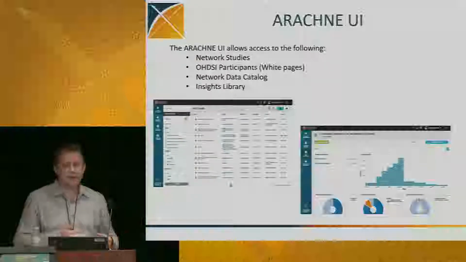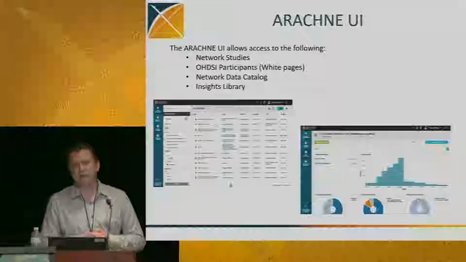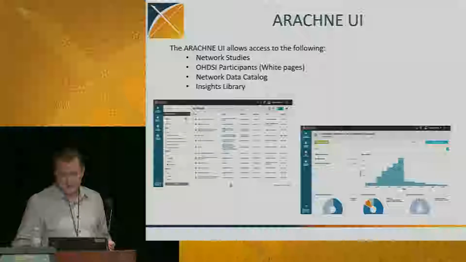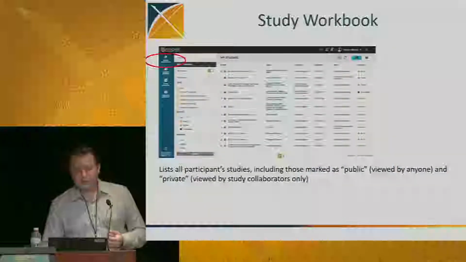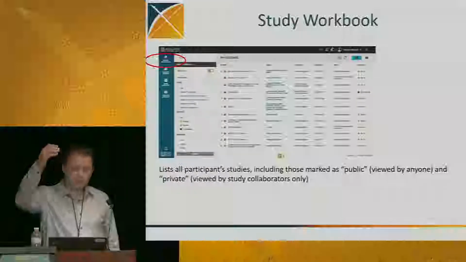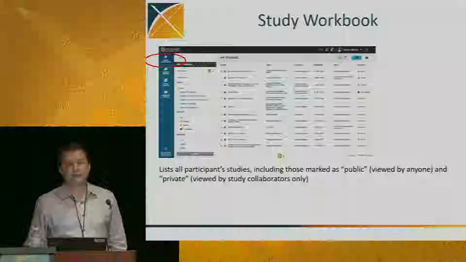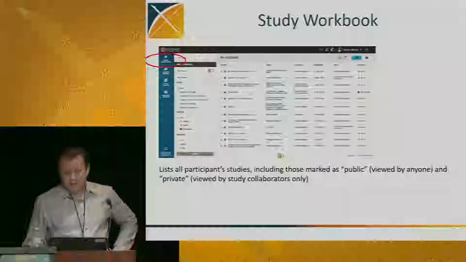So what you see on the right side is Achilles reports embedded into the data catalog that we enabled in Arachne. So if you go to a study, as I mentioned before, workbook, you'll be able to see all of the studies that you have access to as a researcher, as a collaborator.